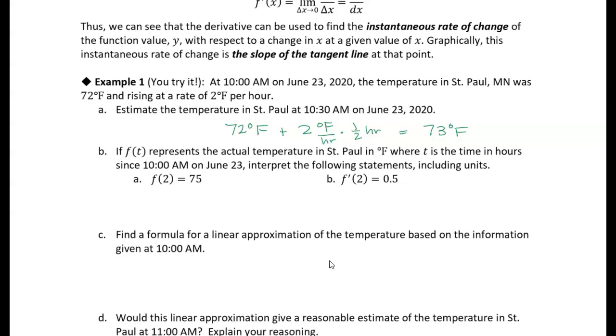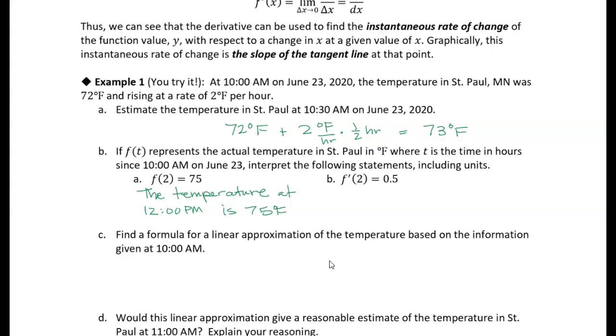So t equals 2 would be 2 hours after 10 a.m. So essentially, this represents the temperature at noon, right? 12 p.m., 2 hours later, 2 hours after 10 a.m. And it's telling us that the temperature at noon is 75 degrees Fahrenheit.